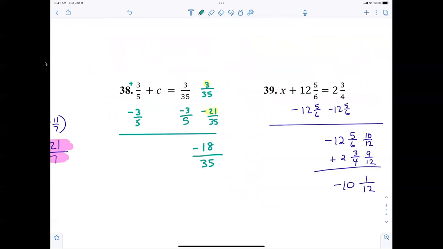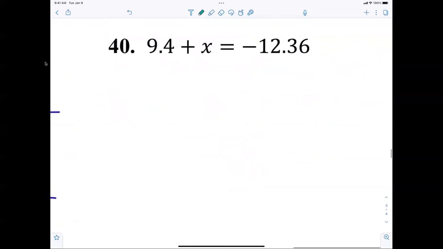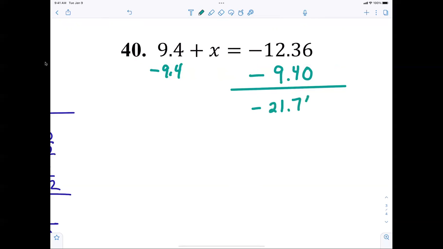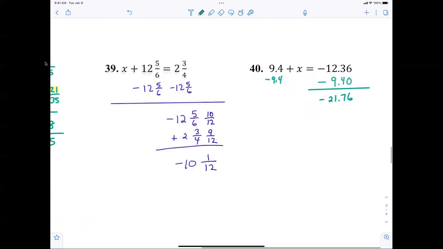All right, last one. The bell should be ringing. How do I get rid of a positive 9.4? Negative 9.4. Now, don't forget with decimals, when you're adding and subtracting, you have to line them up. And if you want, you can put a 0 here. Sometimes that's helpful. Now, am I adding or subtracting these? Adding. So final answer: negative 21.76. That's correct.